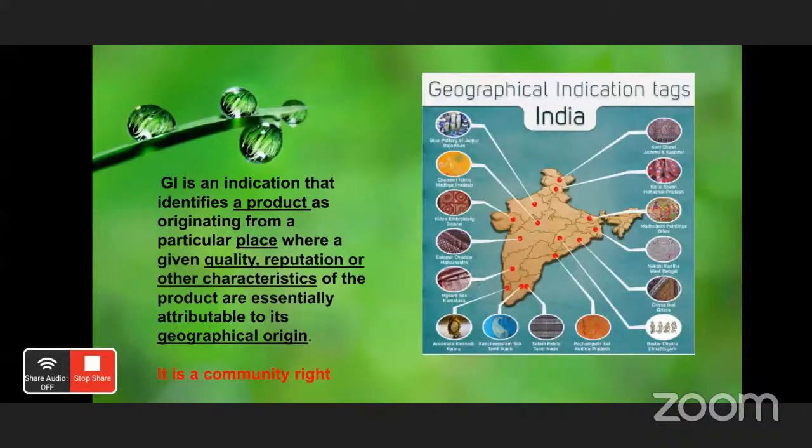But we have to remember that the product should have certain uniqueness in terms of quality or reputation or any other characteristics. And that particular quality must be due to its place of production. Then only we can tell that yes, this product can be registered under the GI Act. First of all, it has to have one uniqueness, and that uniqueness may be in terms of quality, reputation, or other characteristics. And that quality must be due to its geographical origin. So linkage is very much important. Linkage of that quality of the product with its place of production. Then only we can go for GI filing. And always remember, this is a community right.